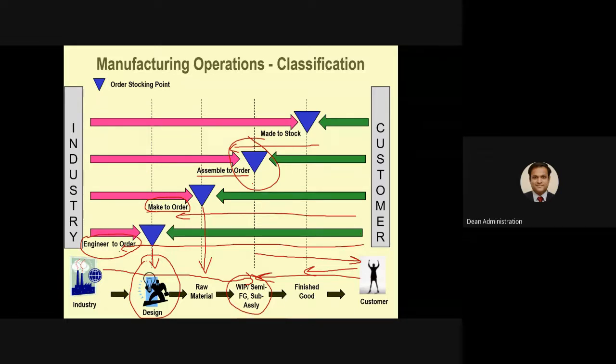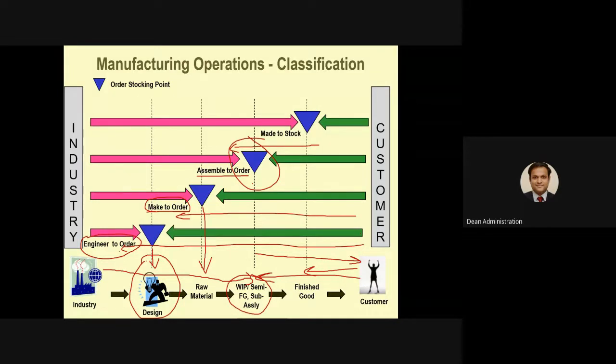Wherein even the design is not fixed. For example, in carpentry, or in, let's say, Rafael jet example, the engineering is already done. They don't have to engineer things. But if you start making, give me a 7th generation fighter jet plane, that would come under engineer to order. And that would be an extreme example of engineer to order. But there are other examples also.